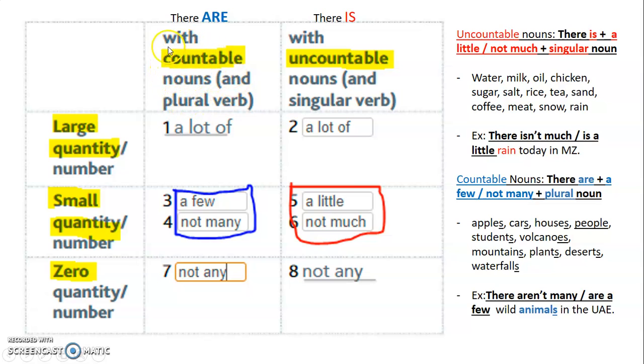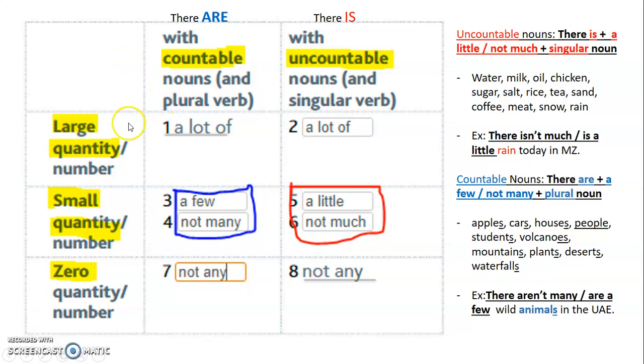When you want to use a countable noun, you need, for example, a quantifier before it. A quantifier is a word that expresses the quantity of the number. So if you have a large quantity of a countable noun, then you can use a lot of. If you have a zero quantity, then you can use not any. Remember that any always needs a not before. But if you want to talk about a small quantity or small number of this countable noun, then you need to use the words a few or not many.